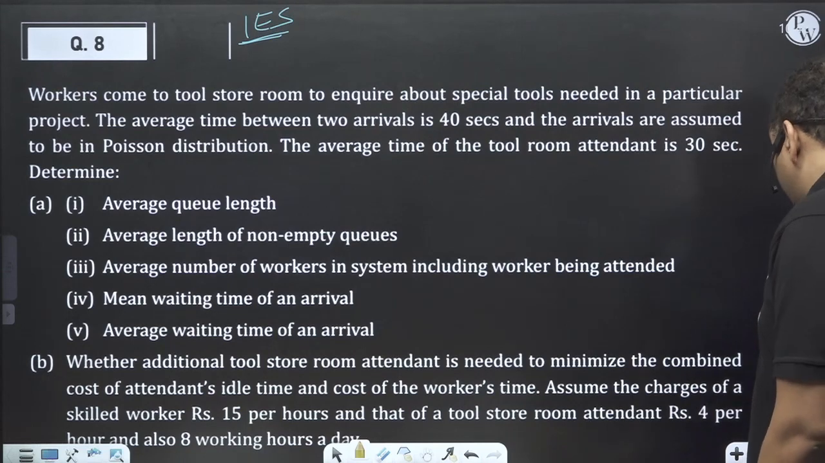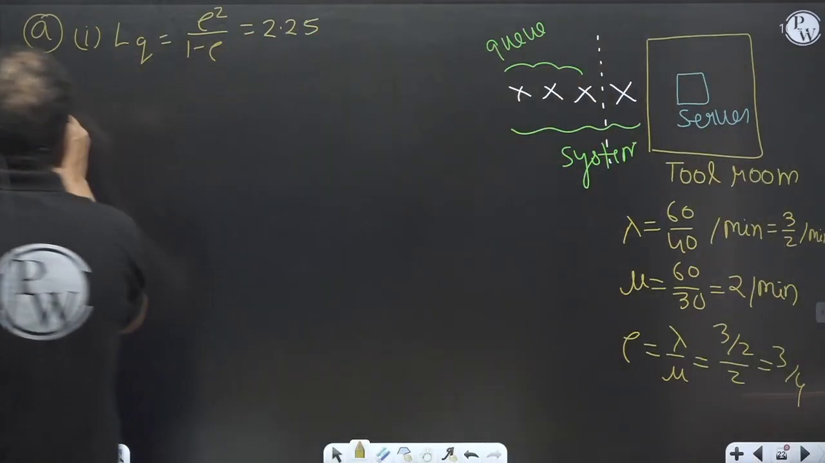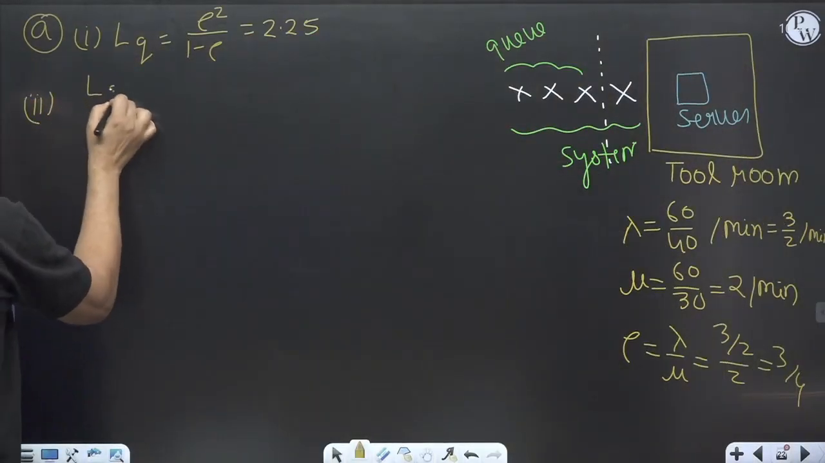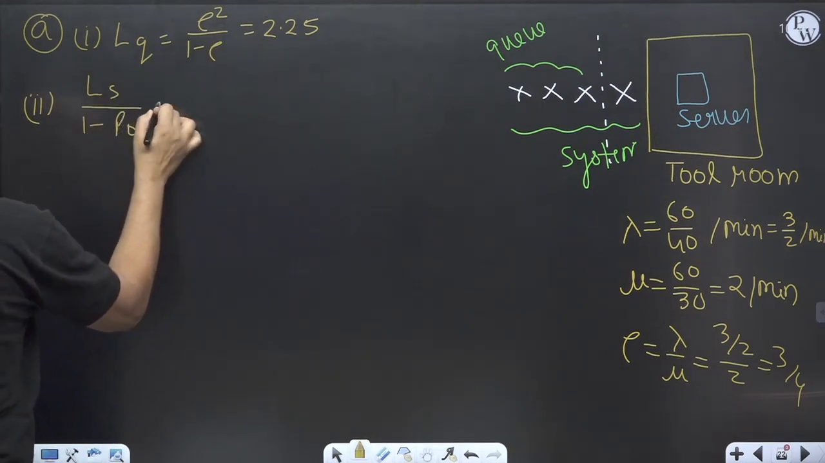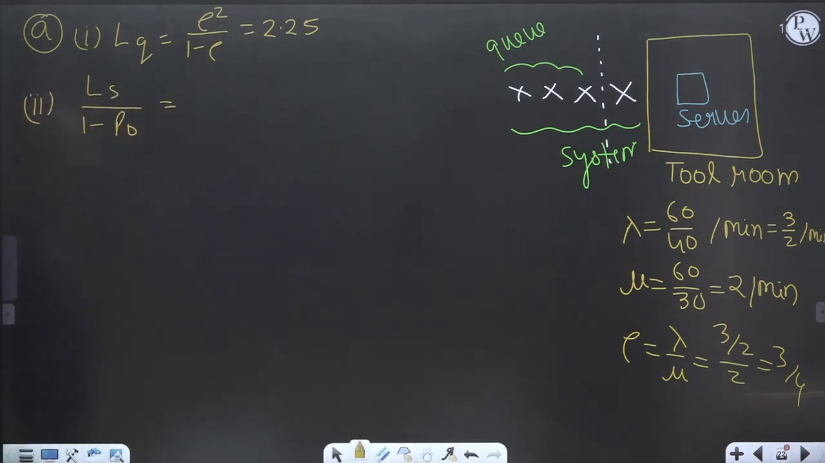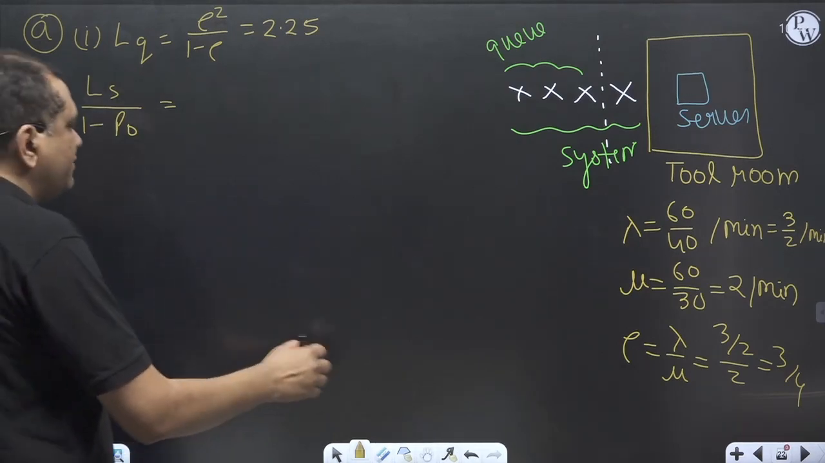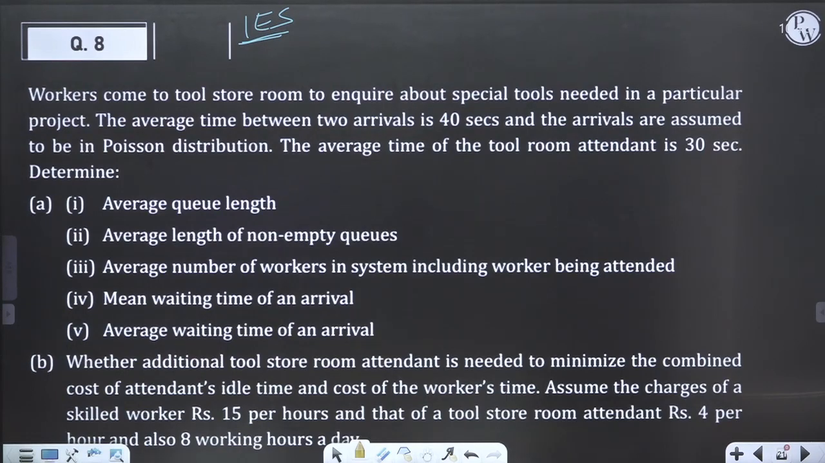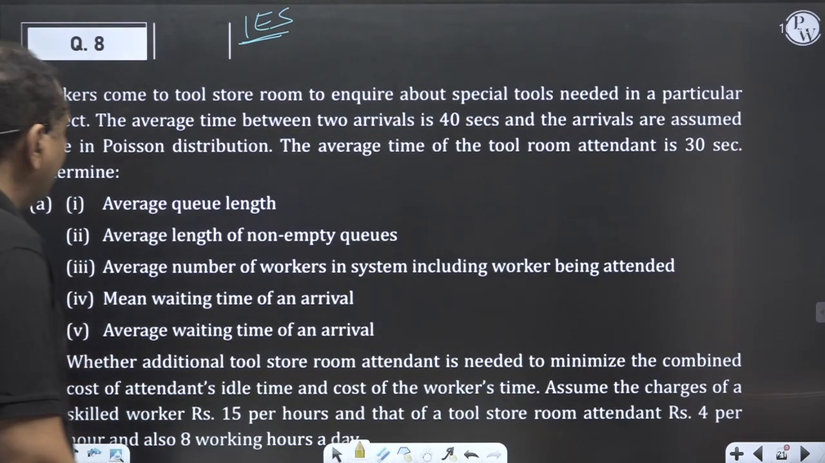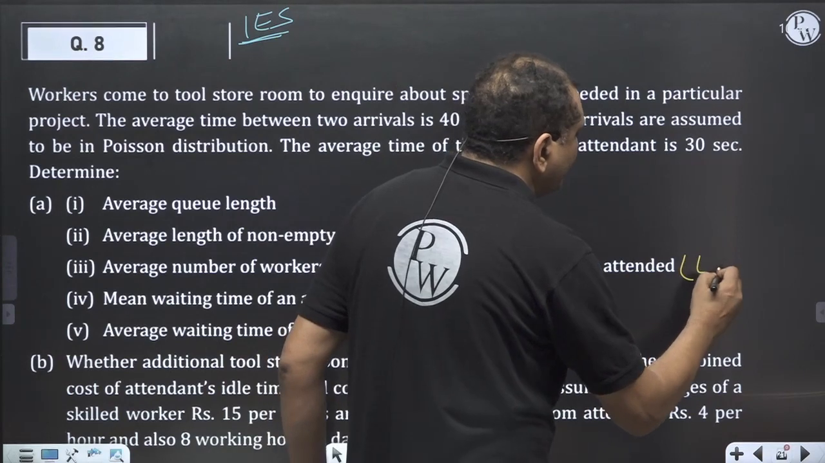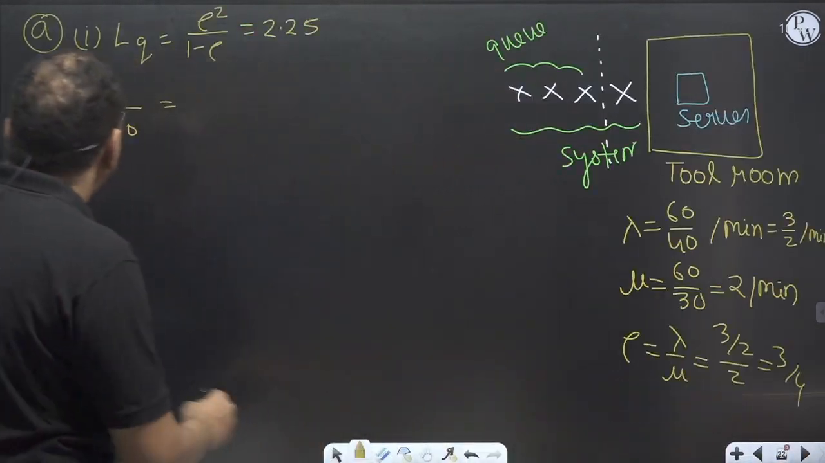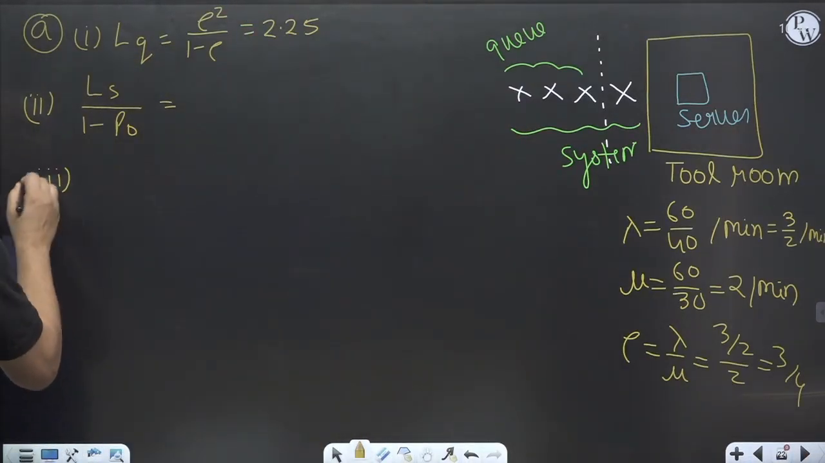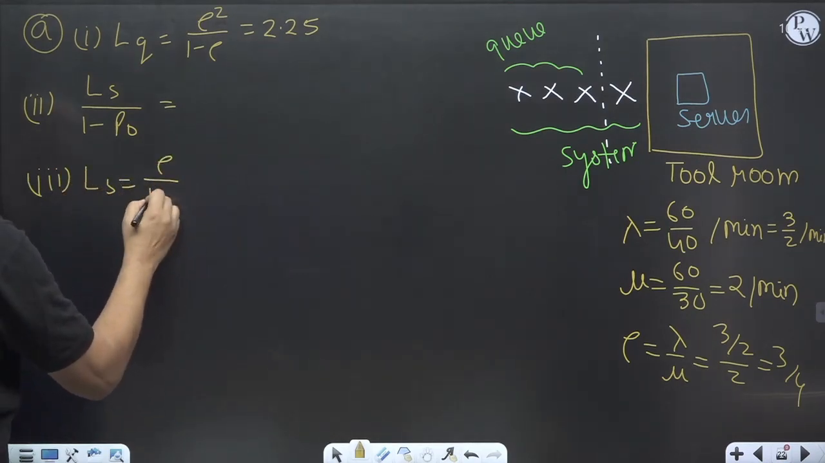So average length of non-empty queues is Ls divided by 1 minus P naught. And Ls we know, rho divided by 1 minus rho. Question is not asking about that. This, the third question, is Ls. Third is Ls: rho divided by 1 minus rho.